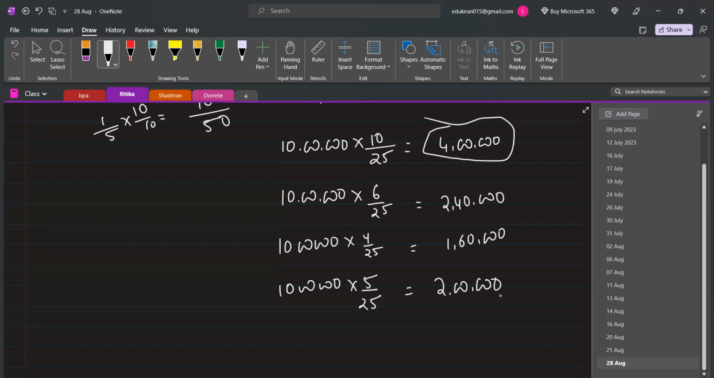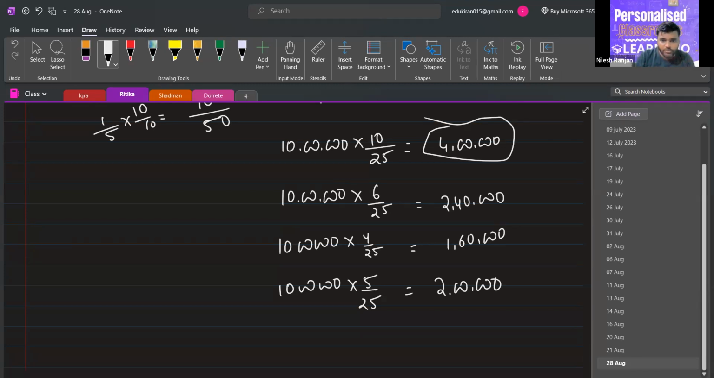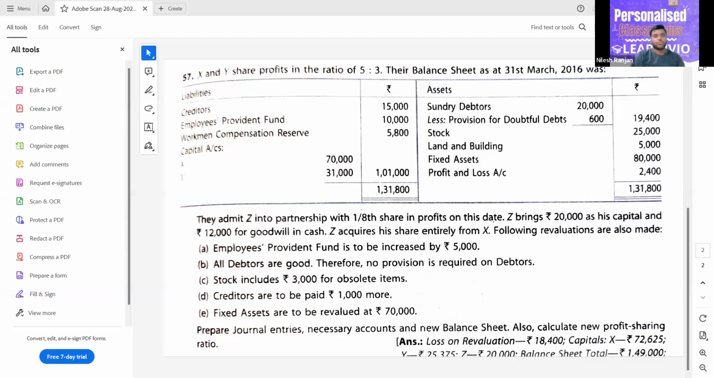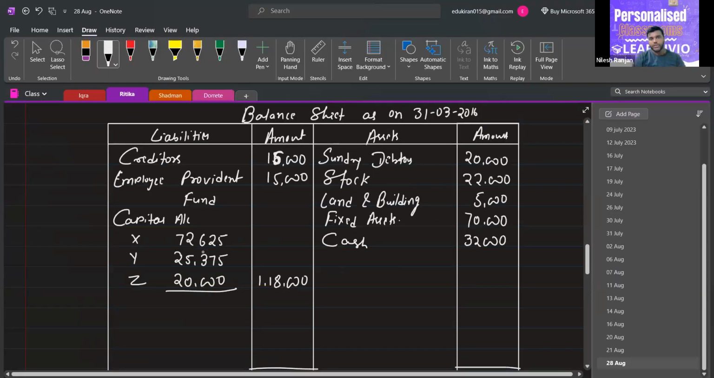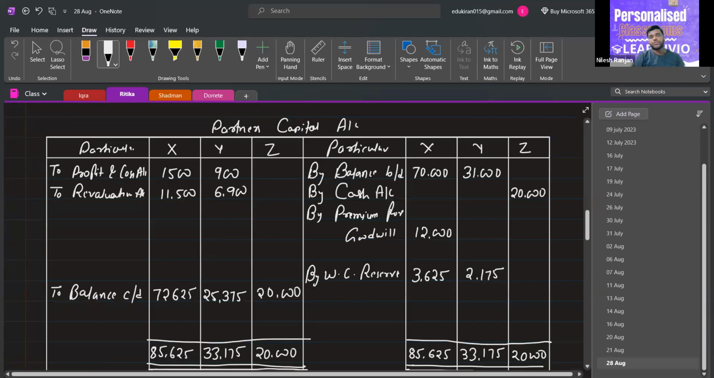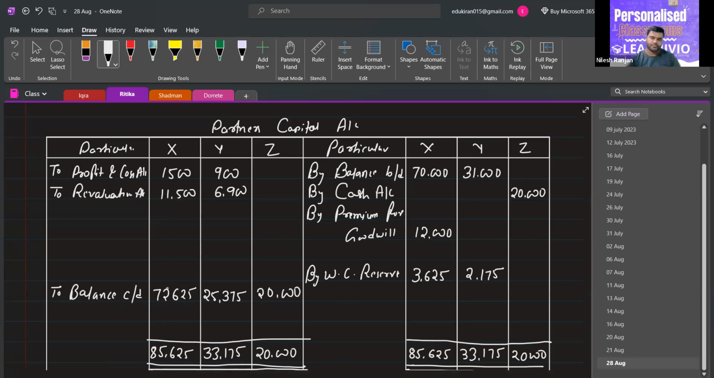So if, let's say, in this question they ask you to adjust capital also, then this amount we have calculated before the adjustment can be called adjusted capital. So this is our adjustment of capital on the basis of the new partner's profit sharing ratio and capital. And there is a second concept which we have to understand now.